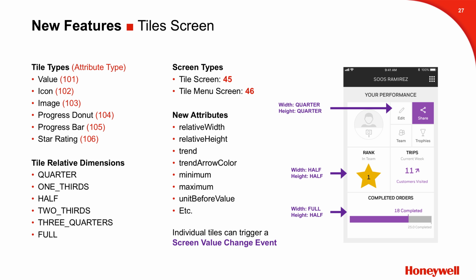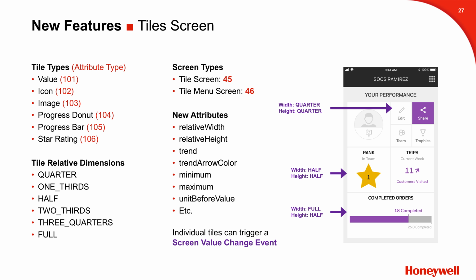There are different types of tiles that you can use. There is, for example, the simple value tile. There is an icon tile. There is an image tile, a progress donut, a progress bar, and a star rating. You can see the attribute types, the corresponding ones. The tile relative dimensions can be set to what you see here, quarter, 1/3, half, 2/3, and so on, for the width and the height.